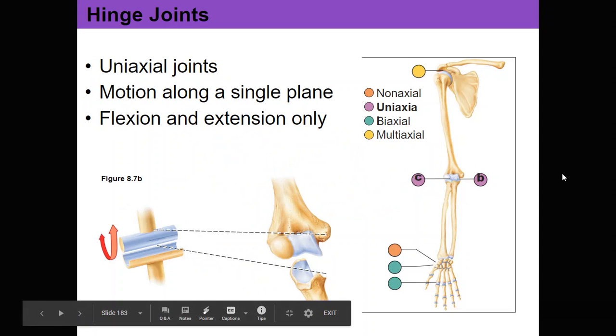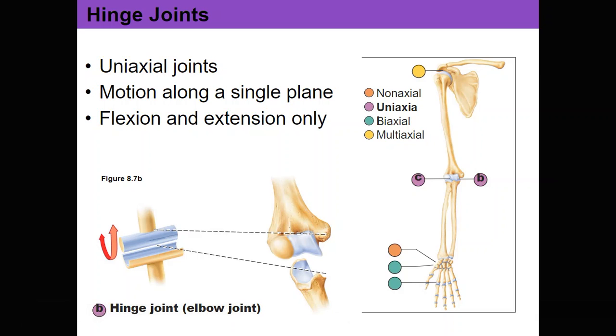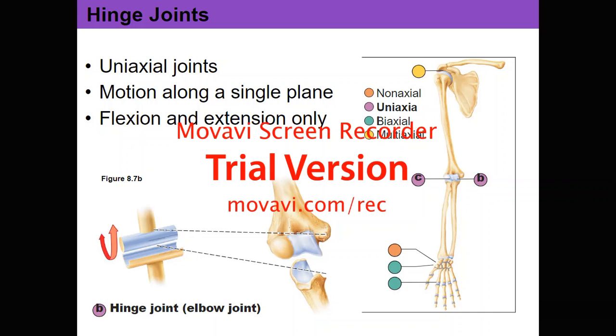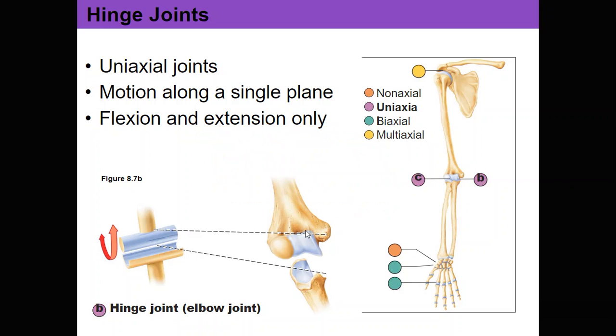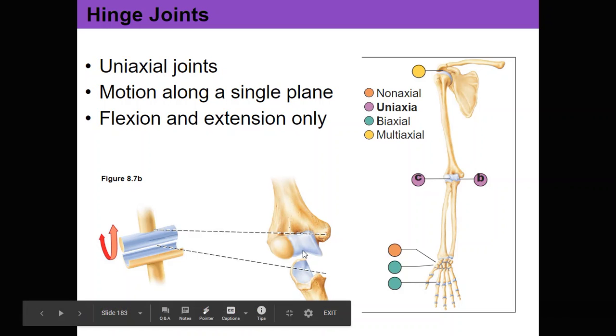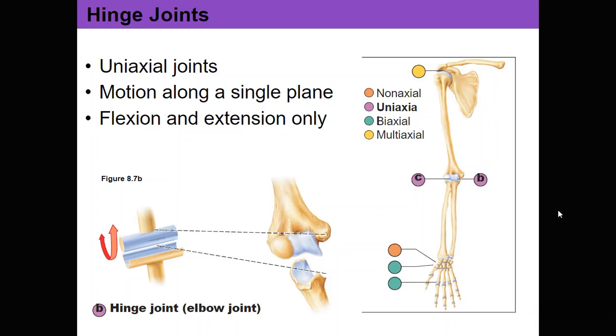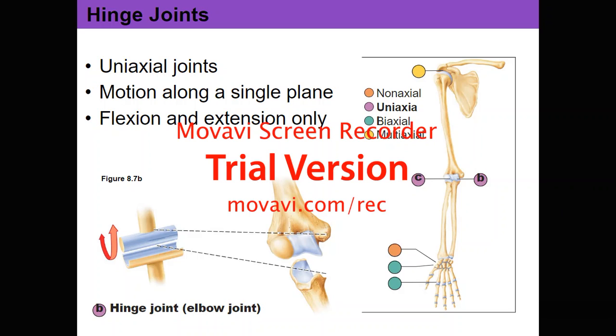All right, so we talked about the hinge joint. So that's an example of a uniaxial movement. So remember, uni means movement in one plane. So again, an example of a hinge joint is between the humerus and the ulna. Okay, humerus and ulna. So that allows for flexion and extension only. Okay, so again, movement in one plane, uniaxial movement.